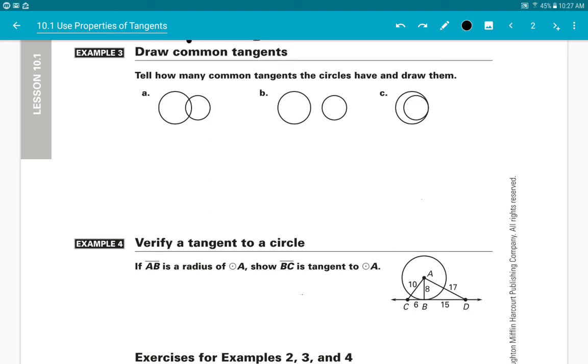Here, tell how many common tangents the circles have and draw them. A common tangent is a tangent that can be drawn so that both circles have a tangent drawn. Remember, the tangent cannot go on the interior portion of the circle. It has to strictly be on the exterior portion. So if you look here, I can draw a common tangent right there.